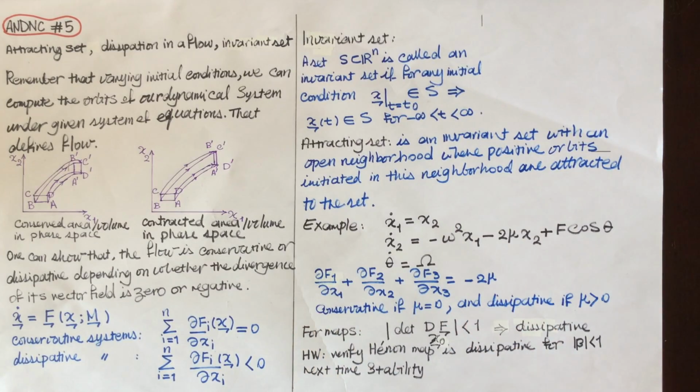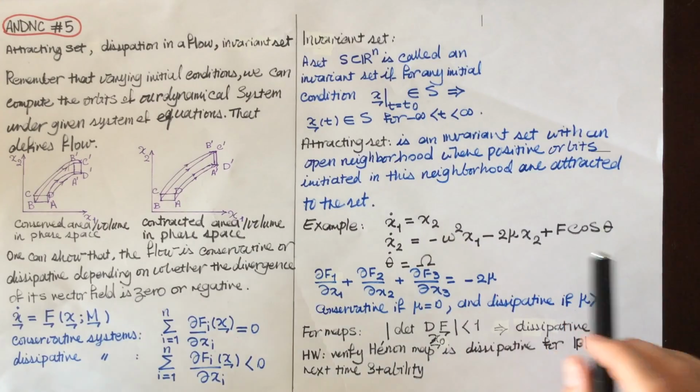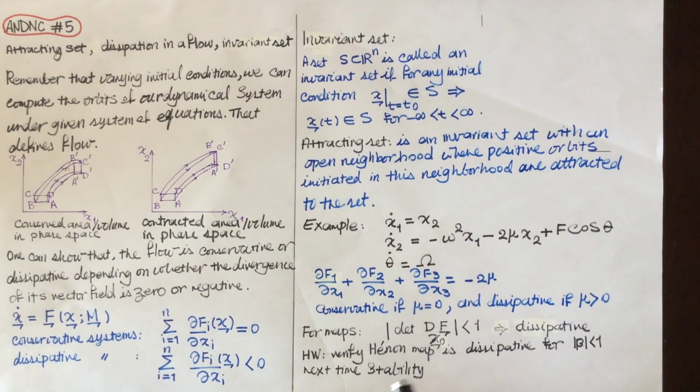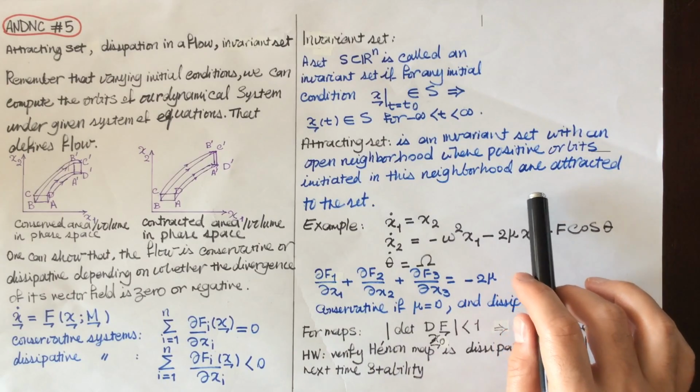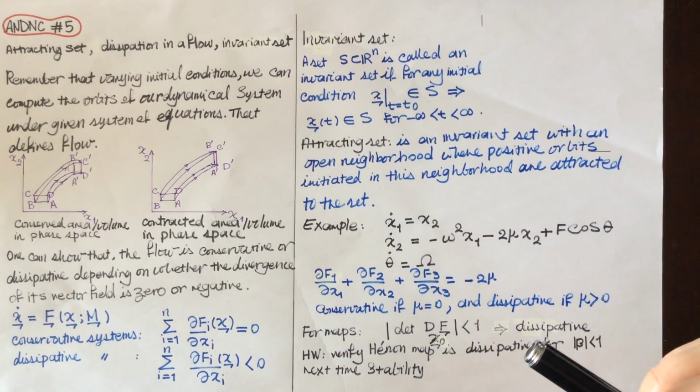Now, this is an invariant set. So we have to be exactly on this invariant set. But an invariant set is also an attracting set. If you perturb the initial condition a little bit, then positive orbits initiated in this neighborhood, because we have just perturbed the system, are attracted to this set.